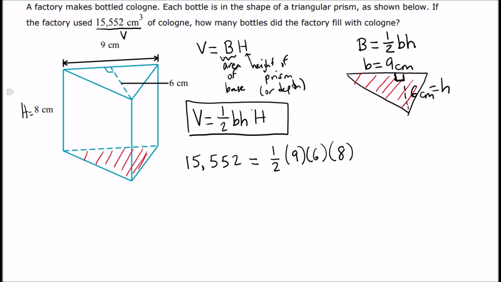Okay, and now remember, this is the volume of one bottle. So if we want to include multiple bottles, we're going to multiply by x, where x is the number of bottles. And then that will give us a total volume of that, okay?